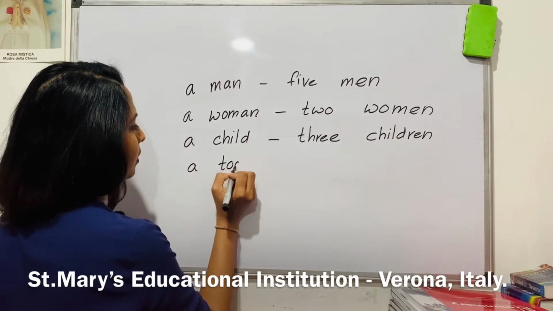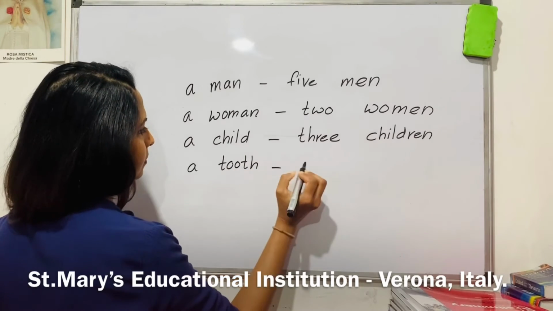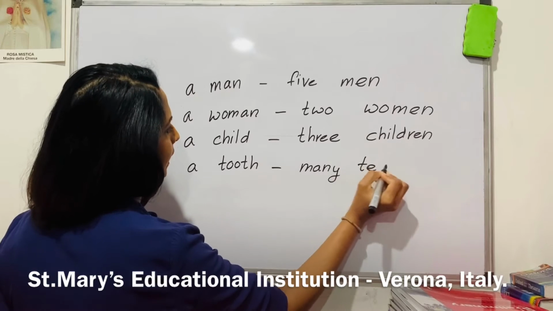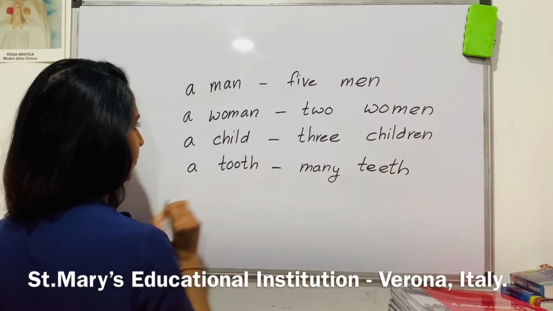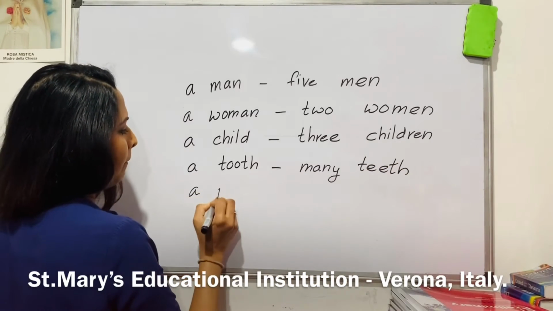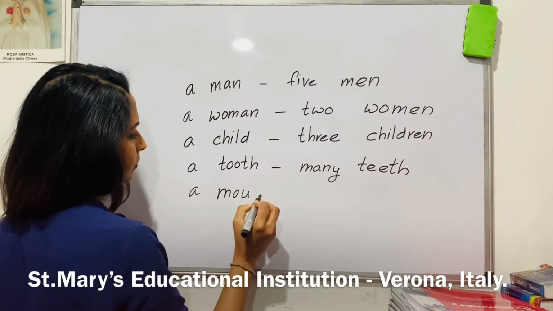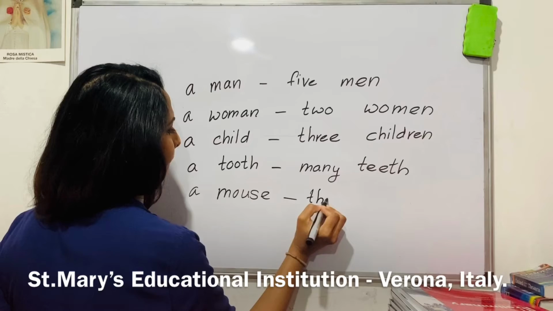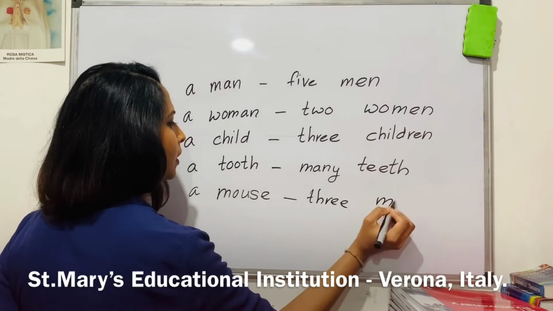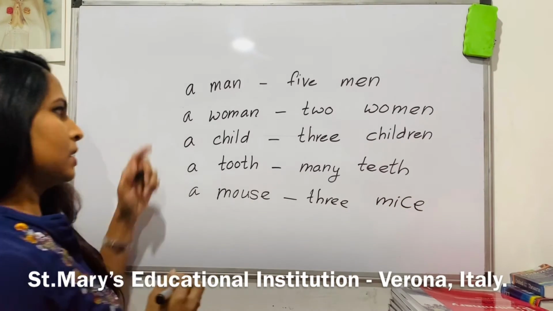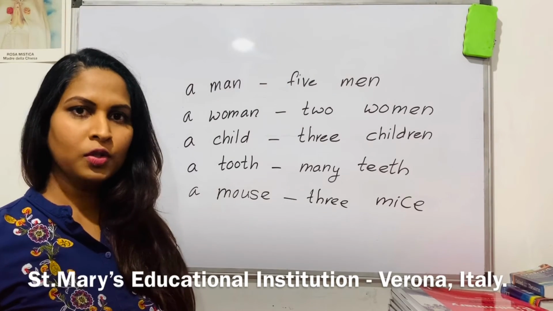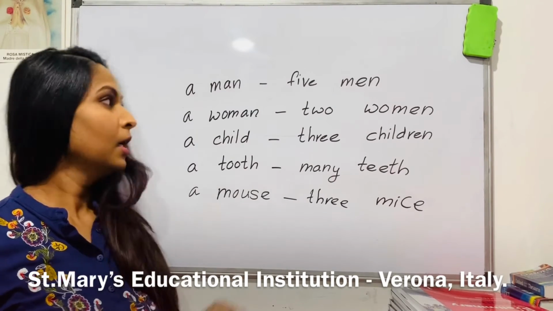A tooth, many teeth. A mouse, three mice. These are some words which do not follow the rule.